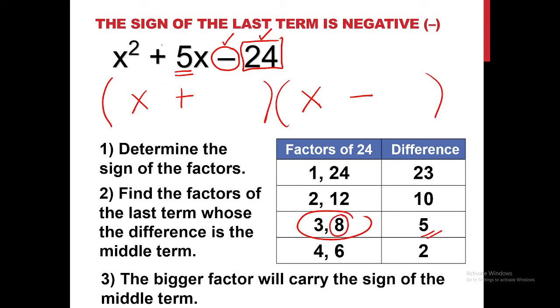And what is the sign of the middle term? Oh, positive 8. The other factor is negative. Because if you reverse it, negative 8 and positive 3, what is positive 3 and negative 8 combined? Negative 5. Is this negative 5? No. That's why we need to have positive 8 and negative 3, so that when I combine positive 8 and negative 3, I will be getting positive 5.